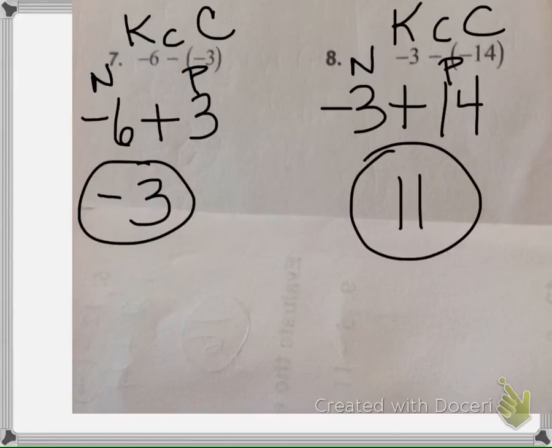Now I'm just going to show you how you could use this method on example numbers 1 through 4, but it's just an extra step, so it's not necessary. Let me show you that.